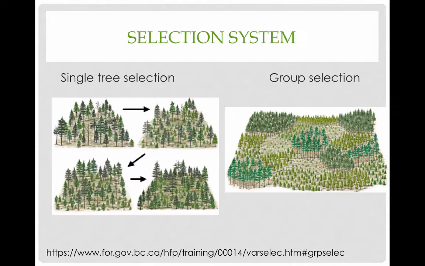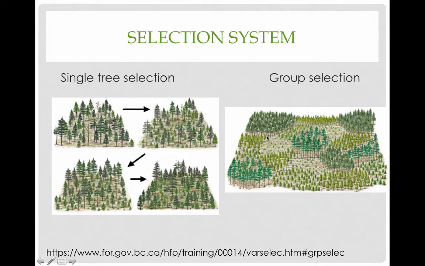So looking at selection systems, we can have a single tree selection system or a group selection. We're going to go into the details more, but just looking at the overview, they sound exactly like what they're talking about. Single tree, we're taking out individual trees with each cutting cycle. So each harvest, we're taking out individual trees, we're tending, and we're regenerating.